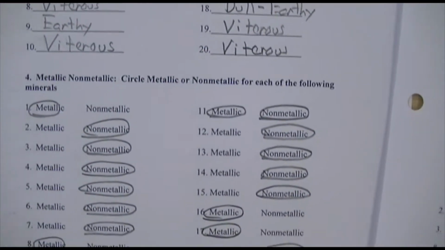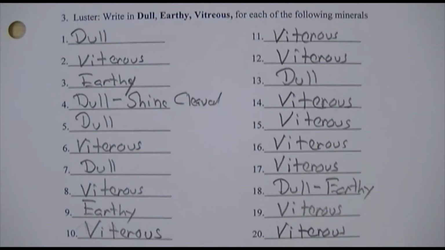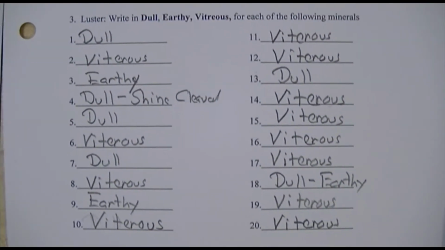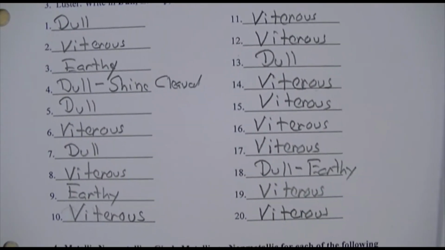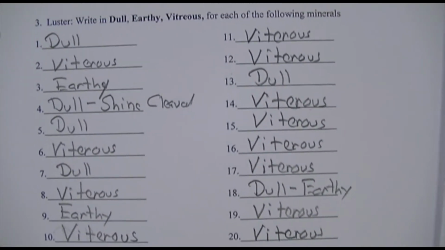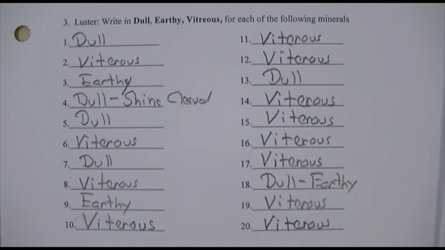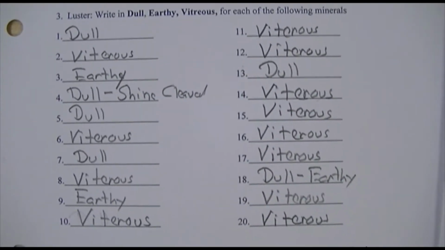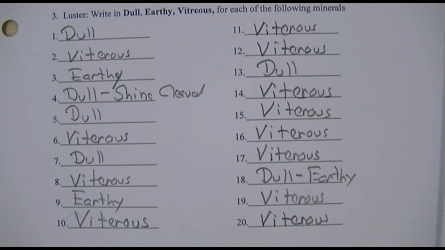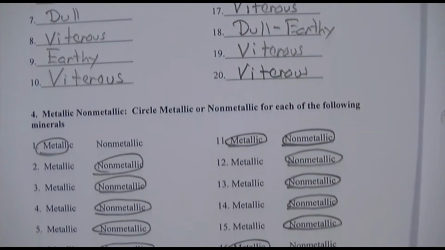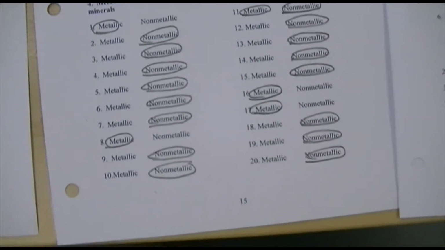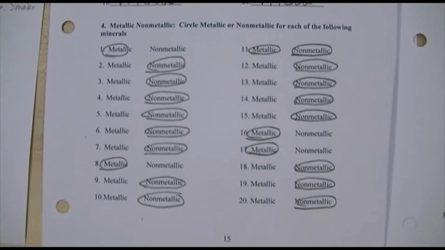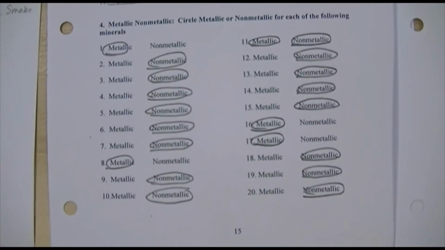All right, so the next thing to look at is the luster of these minerals. And there's 2 aspects of luster. The first we're going to look at is it dull, is it earthy, or is it vitreous? So vitreous is a word meaning shiny. So I recorded all of these. And then beneath it, I recorded if the minerals were metallic or non-metallic. So you can see by the circled metallics, very few of these minerals are metallic.